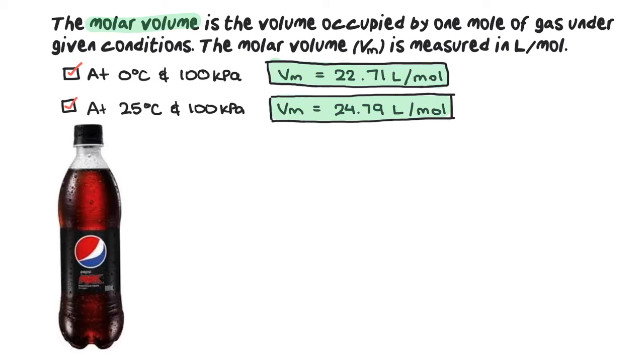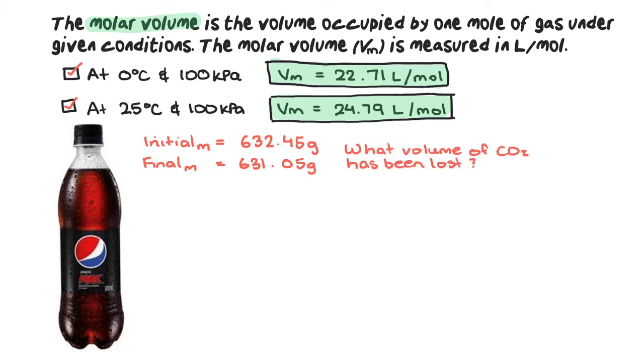A bottle of Pepsi Max has a mass of 632.45 grams. When the cap is removed and left off for a while, the mass dropped to 631.05 grams. Assuming that the mass loss was just carbon dioxide, what volume of carbon dioxide has been lost at 25 degrees Celsius and 100 kPa? So we need to calculate the difference, which is initial mass minus final mass, giving us 1.40 grams.